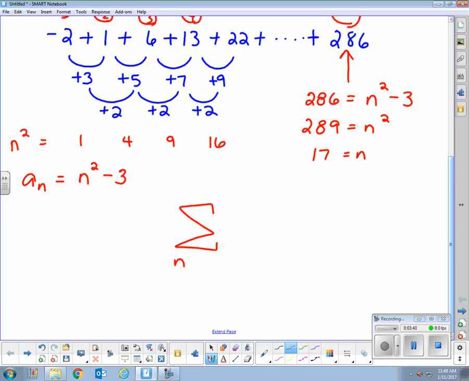I'm going to start with n equaling 1. There are 17 terms in this series, and my formula for generating terms is n squared minus 3. You're done.